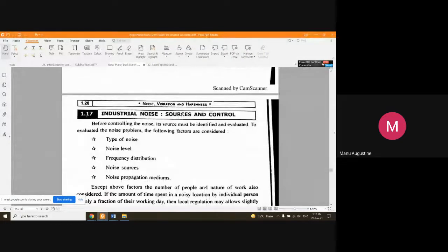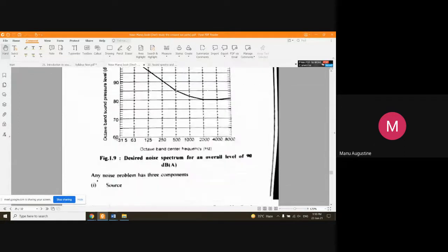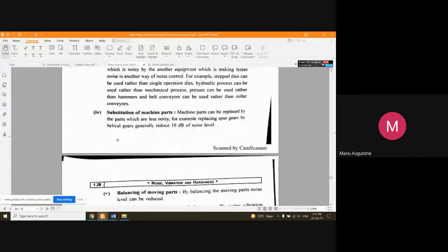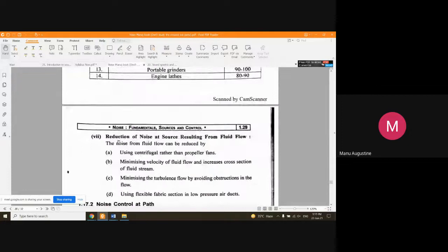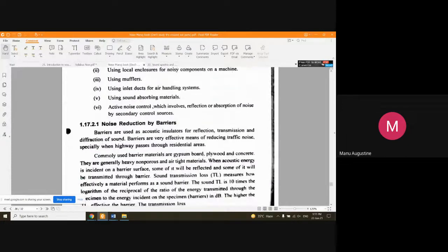Or see, industrial sources and control, everything is given in a short note format here, very beautifully given. You don't have to refer any other place. But again, this particular note has got a problem that it is a little bit concise.